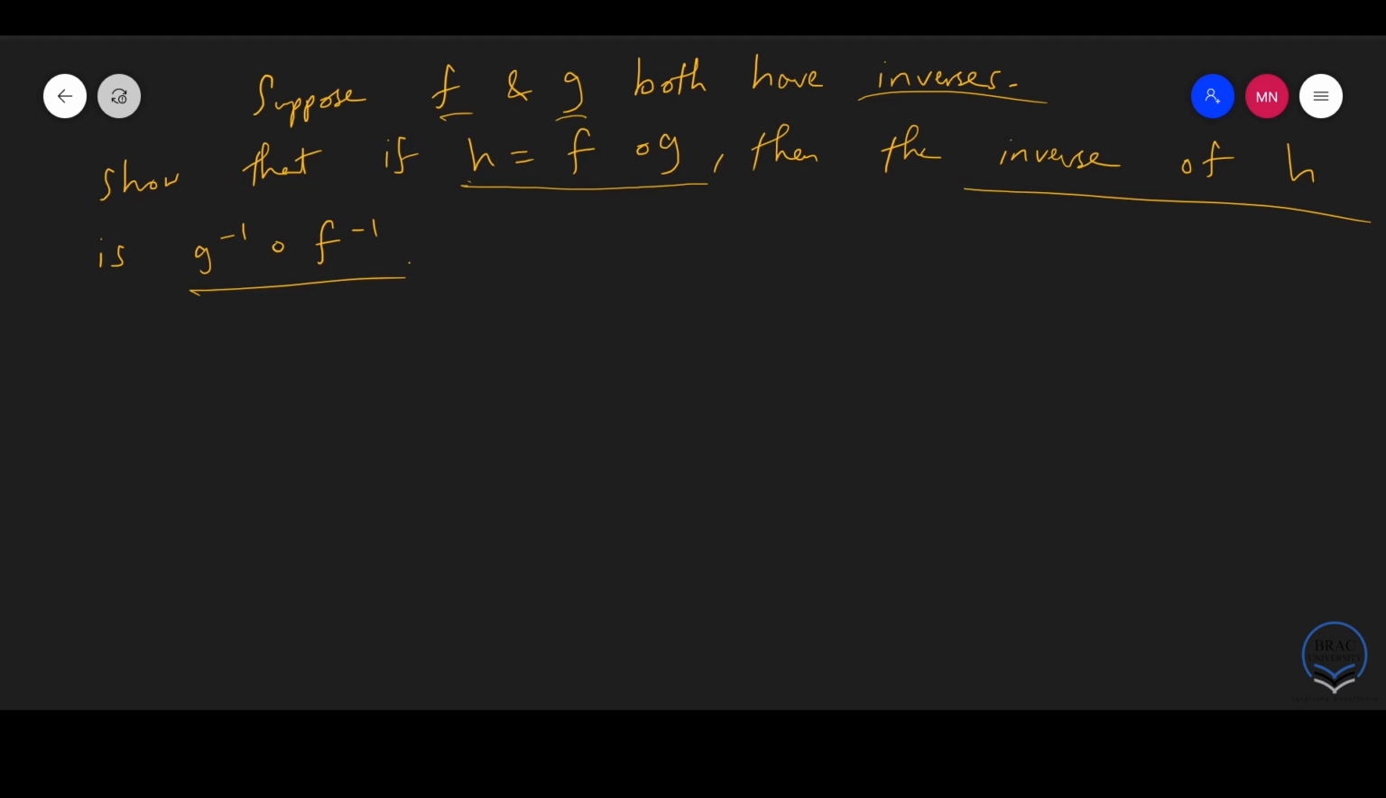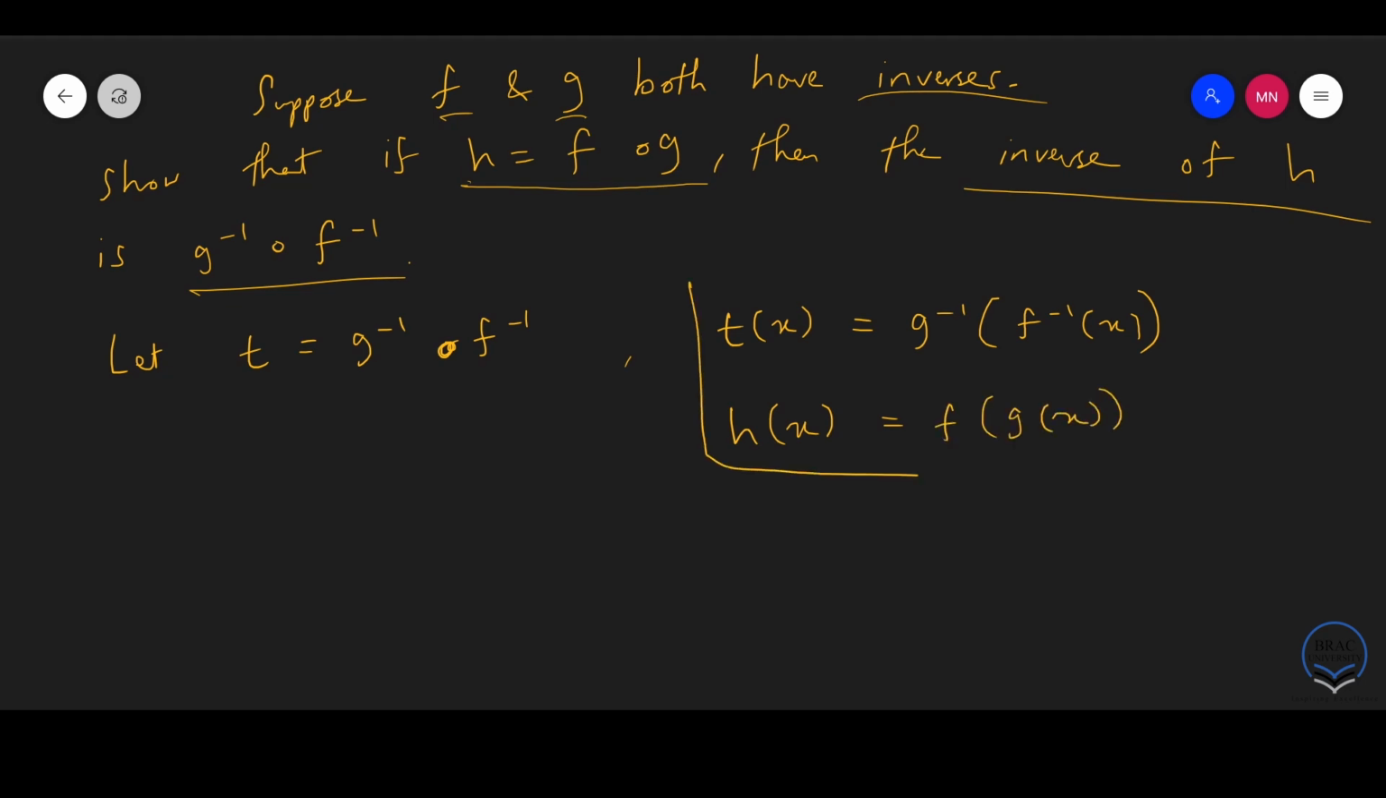So now for simplicity, we can let t be equal to g inverse of f inverse, or this is basically t of x is equal to g inverse of f inverse of x, right? And we also know that h of x is equal to f of g of x, right? So we have these two things given to us, and we have to show that if h of x has this form, then t of x is the inverse function of h of x.